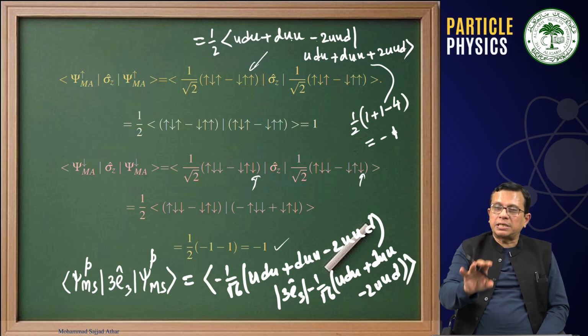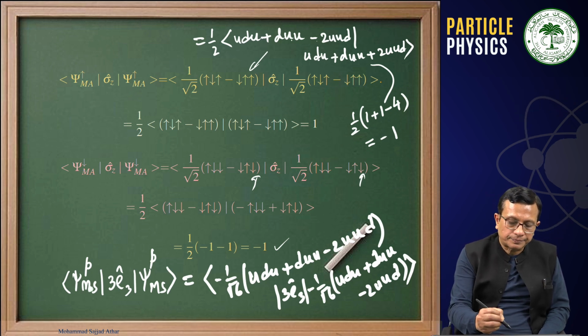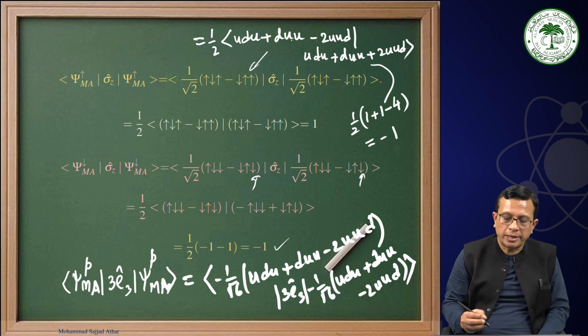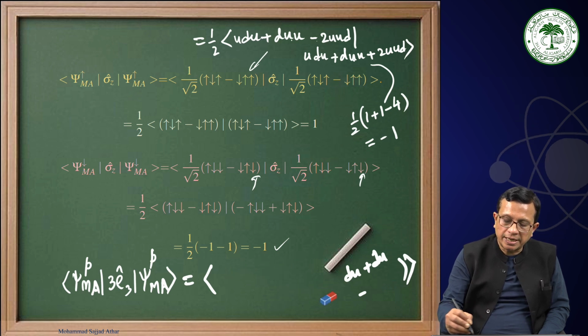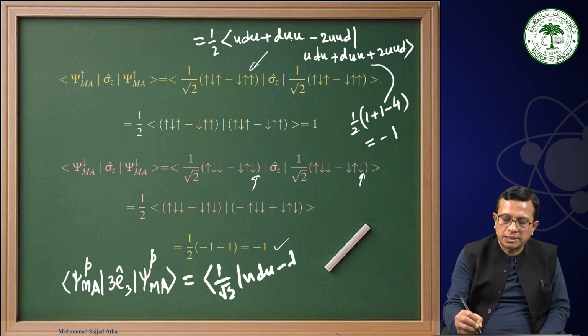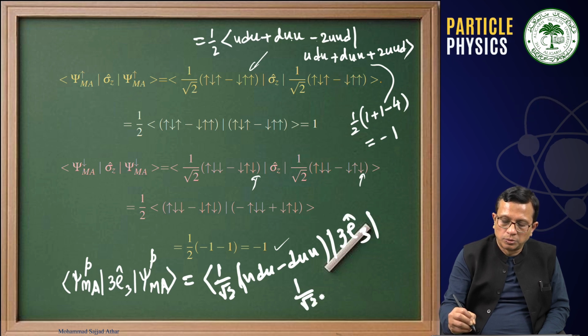This will be for the mixed symmetric wave function for the proton. If I talk about the mixed antisymmetric wave function for the proton, then recall this will be M_A, and here this will get changed to, because the mixed antisymmetric wave function will be 1 by root 2 (udu minus duu), 1 by root 2 (udu minus duu).